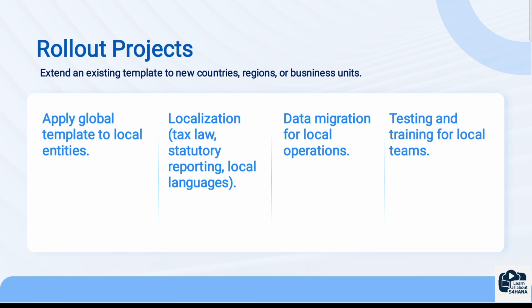Next is the testing and training for the local teams. Here the testing includes unit testing, integration testing, user acceptance testing, and also regression testing. These tests are done to ensure that the global template processes are not broken due to local adjustment. And the local teams have to understand how to use the global template system adapted for their operation.